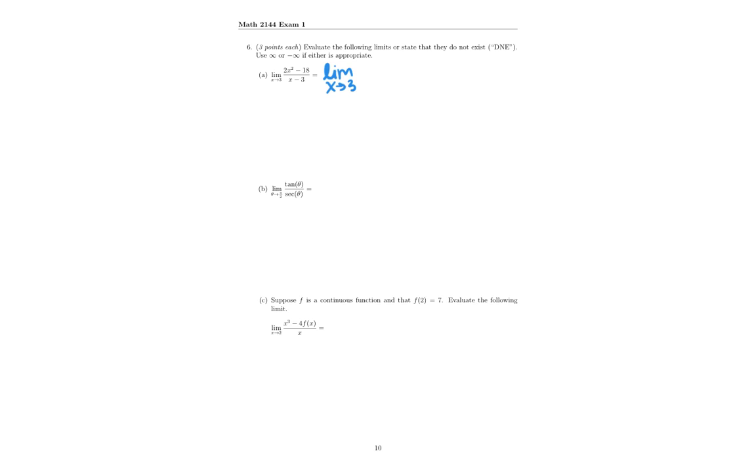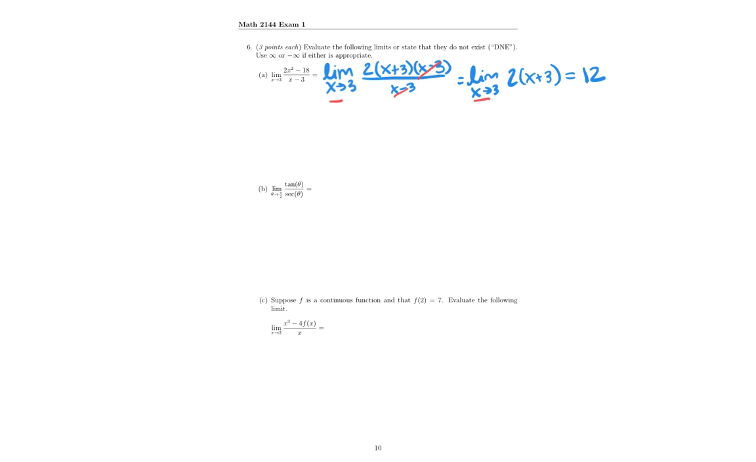I notice I can take a 2 out of everything, then I'm left with an x squared minus 9, which factors to x plus 3, x minus 3, over x minus 3. The x minus 3 over x minus 3 can divide to make 1. So this is just the limit as x goes to 3 of 2 times x plus 3, which is going to be 12. Notice that I continue to write the limit until I take the limit, and then I don't write the limit anymore once I have taken the limit.